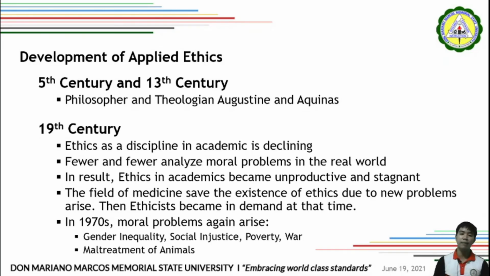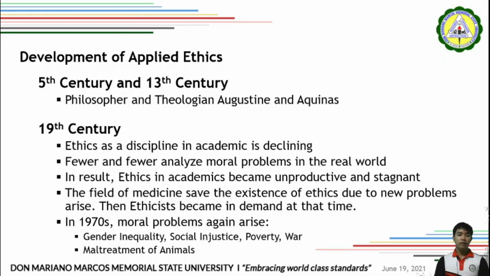Now, let's talk about the development of applied ethics. 5th century and 13th century, before the existence of Augustine and Aquinas, ethics are now a question between the two philosophers, Plato and Aristotle. So, pinag-uusapan na yan, yung ethics na yan. Wala pa yung mga philosophers like Augustine and Aquinas. So, in the 5th century and 13th century, applied ethics are now introduced and explained. So, pumapasok na dyan sina Augustine and Aquinas. St. Thomas Aquinas kasi yung pangalan ni Aquinas.